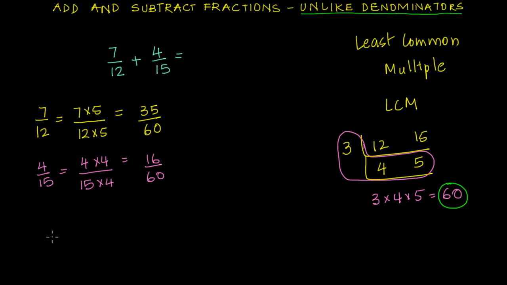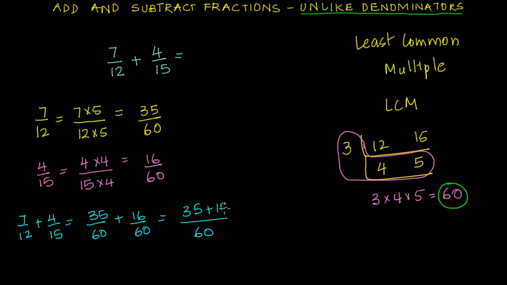So let's now add the two. So 7/12 plus 4/15 is the same as adding 35/60ths plus 16/60ths. And since the denominator is the same, we can simply add the numerators, and that is equal to 51/60ths. So now we have added these two and got 51/60ths. And so the next step is to see if we can simplify 51/60ths.